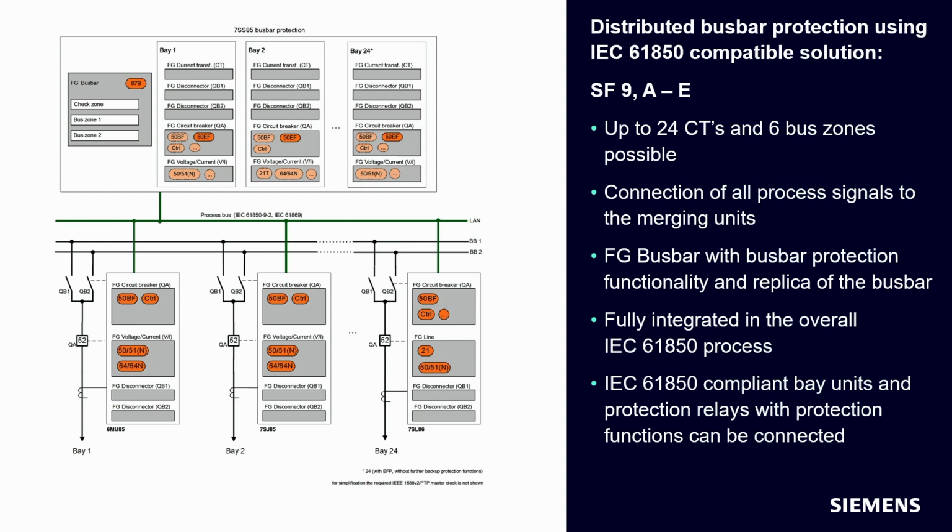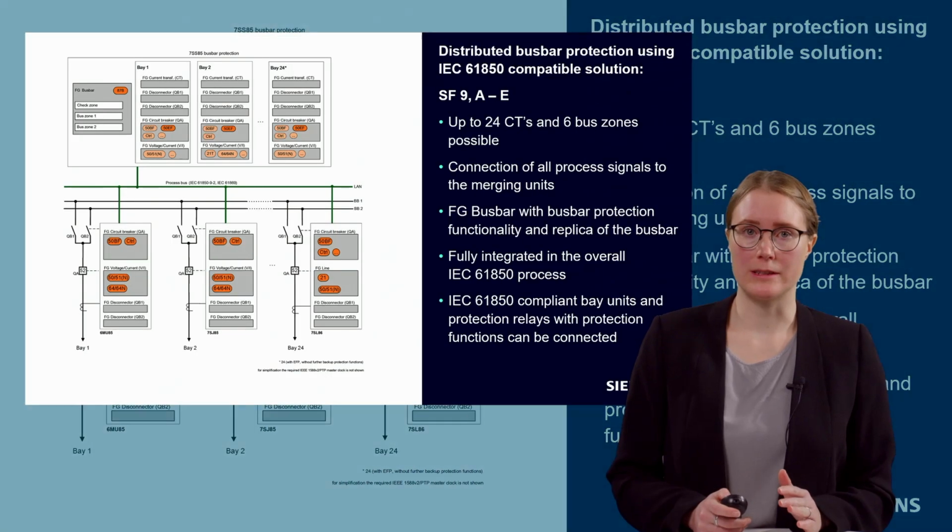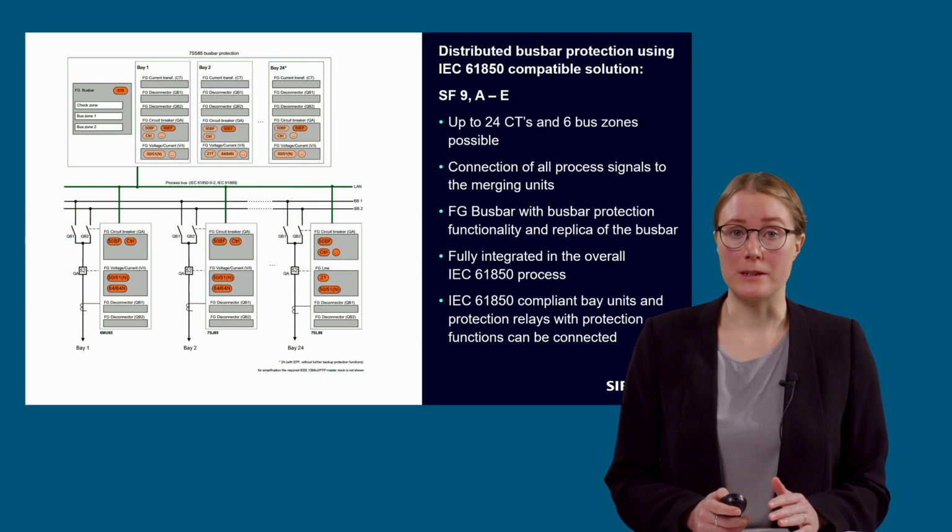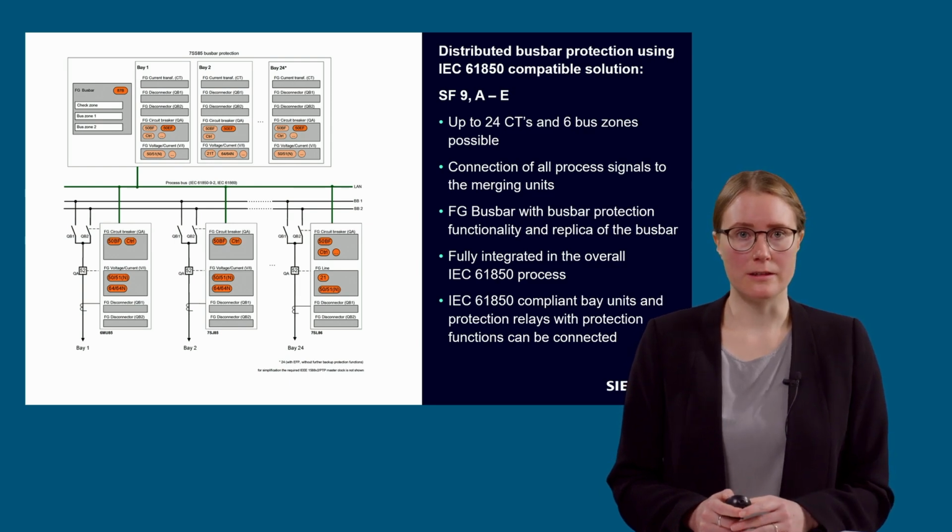The device structure of the 7SS85 in DIGSI looks mainly the same as for the centralized configuration. In the 7SS85, there is the same function group busbar with the 2 bus zones and the very same algorithms as check zone protection and busbar differential protection. Also in this setup, we have for each bay a bay with its function groups disconnectors, 2 times, a circuit breaker, and a function group current transformer. Optionally, a function group 3-phase can be added if further backup protection functions are required.